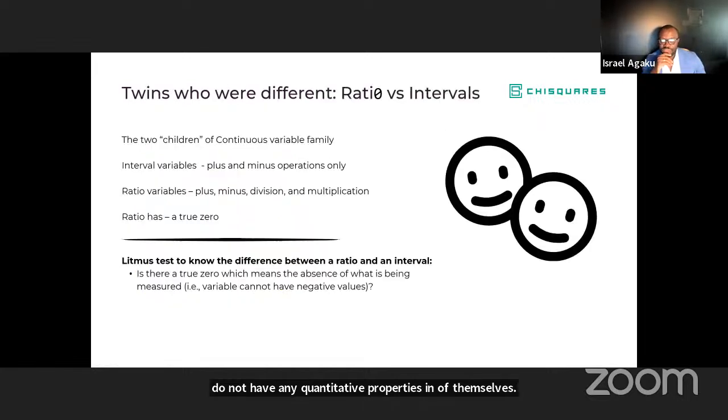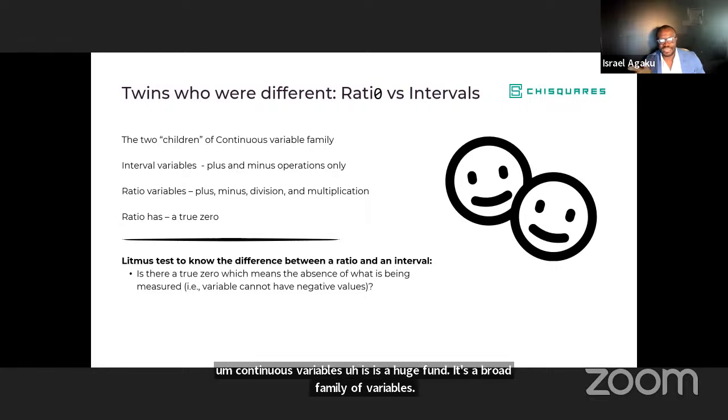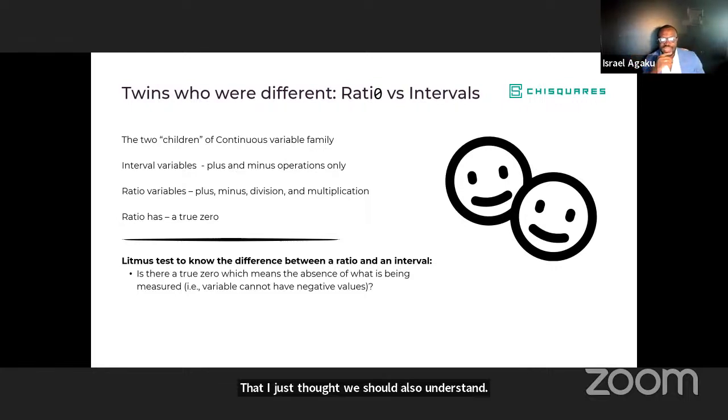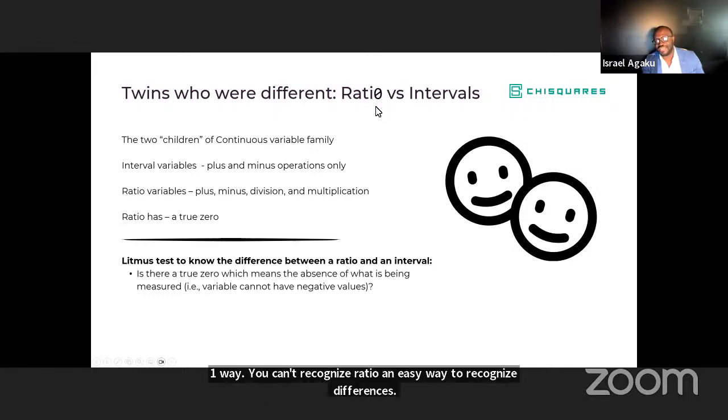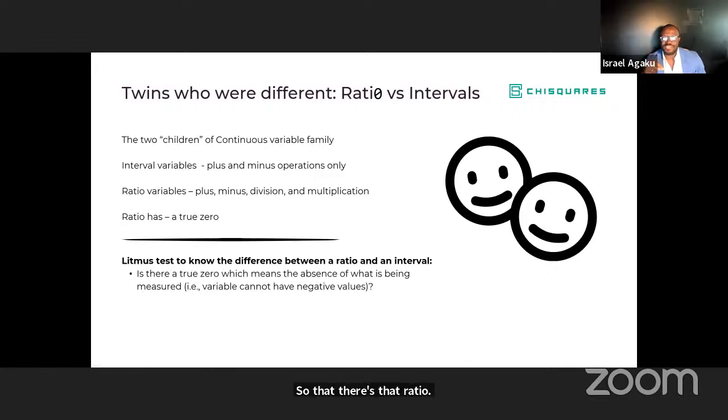So continuous variables are a huge, broad family of variables, and I thought we should also understand the 2 children in that family. The 2 children in that family are ratio and interval, right? An easy way to recognize the difference is that ratio ends with an O, but you can think of that O as 0. So that tells you that ratio has a true 0, right? Whereas interval does not have a true 0.